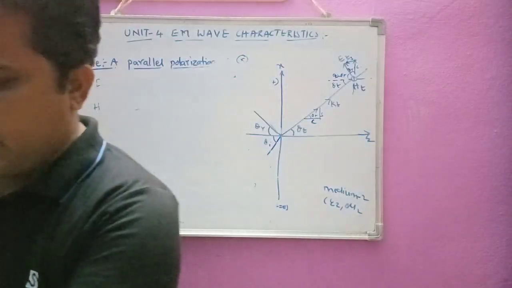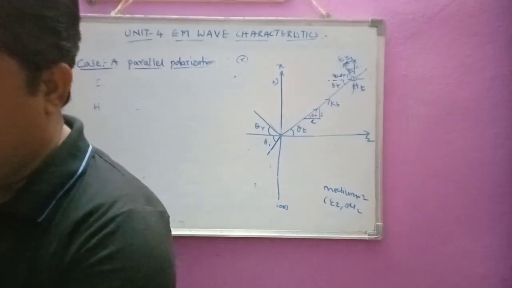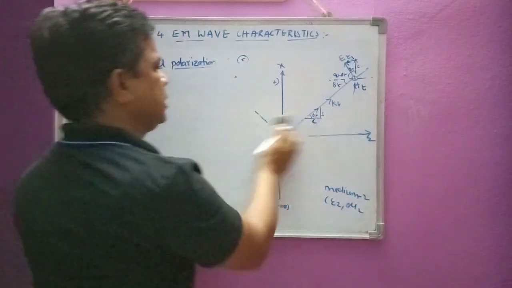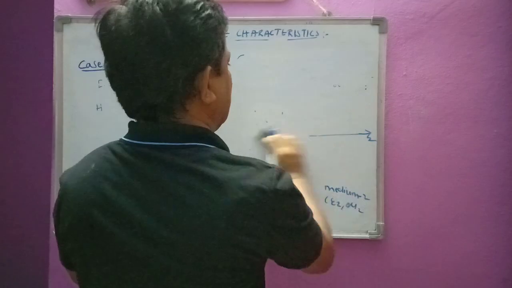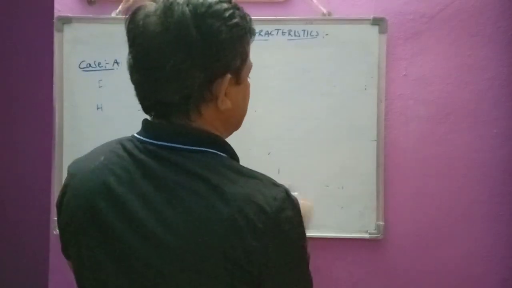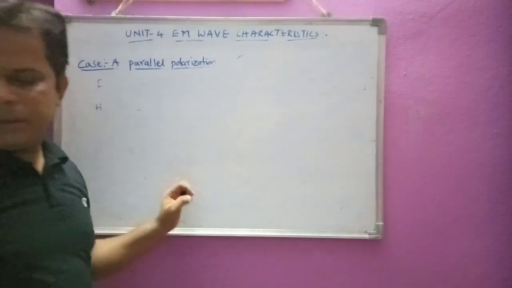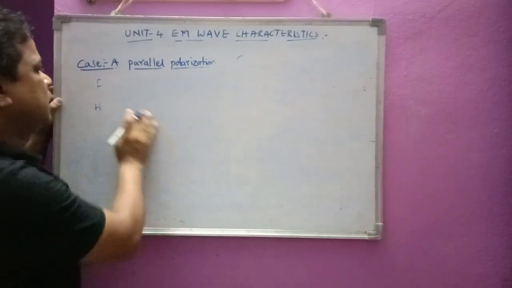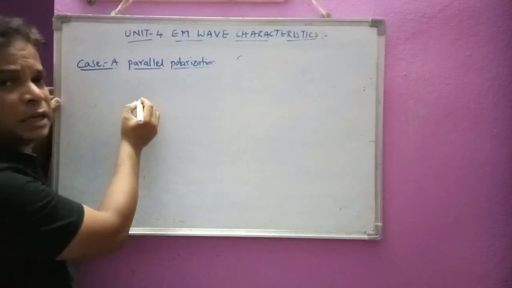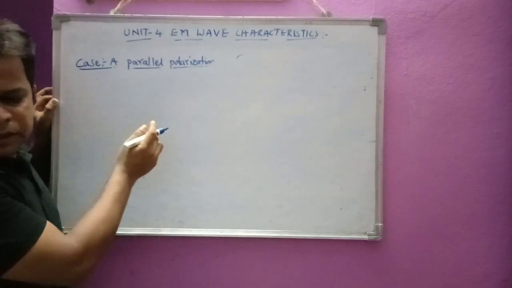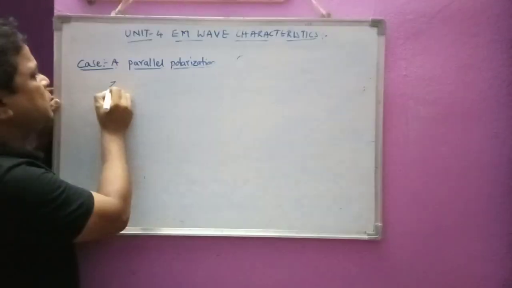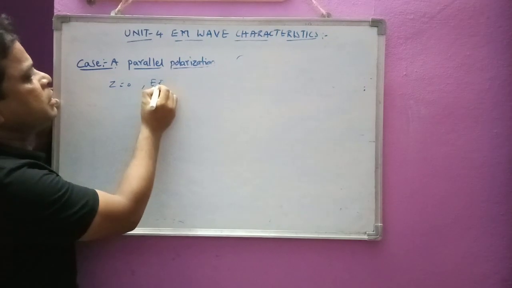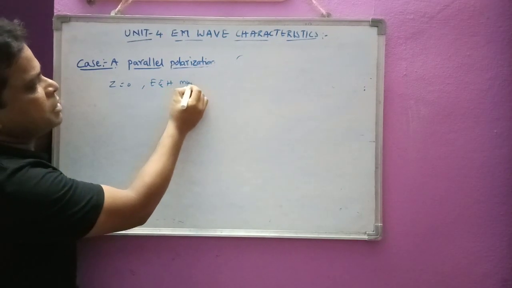Now we are going to say that theta i is equal to theta r, the angle of incidence is equal to the angle of reflection, since the tangential component must be continuous at the boundary interface, that is, at z is equal to 0. At z is equal to 0, E and H must be continuous.